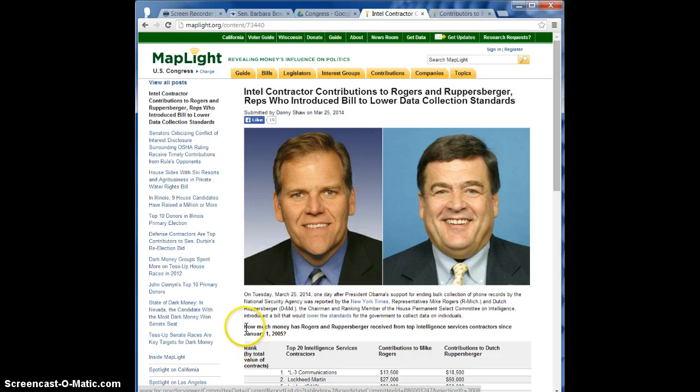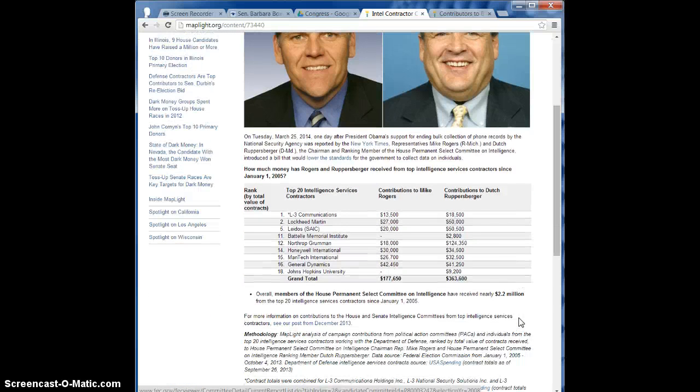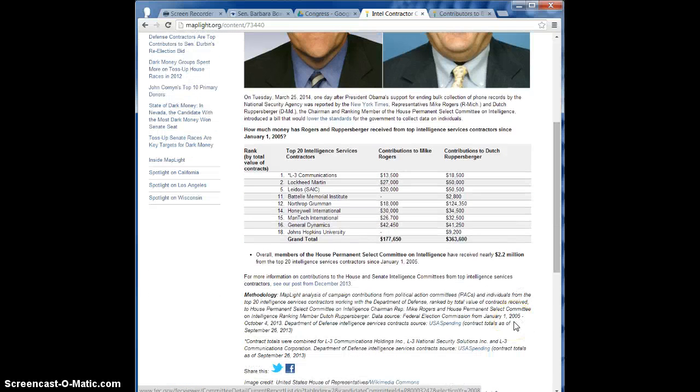Then these 2 representatives, the chairman and ranking members of the House Permanent Select Committee on Intelligence, so the part of the government that does collect your information, introduced a bill that would lower the standards for the government to collect data on individuals, meaning it would make it even easier for them to collect data. And then it raises the question, how much money have Rogers and Ruppersberger received from top intelligence service contractors since January 1st, 2005? And it spells it right out for you. So it really helps to raise the question of how these contributors are influencing the kinds of bills that these Congress members introduce and how they vote.